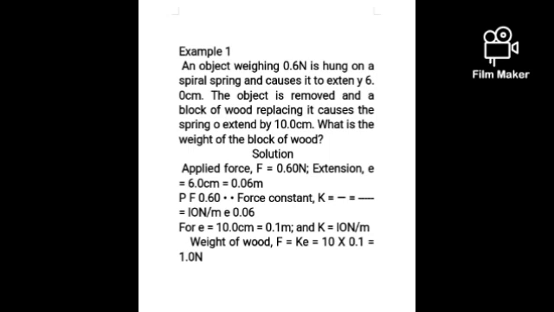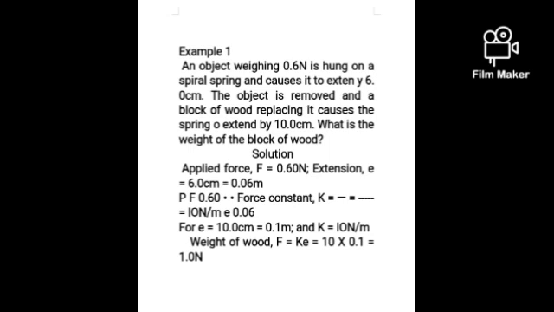So weight of the wood is given as F is equal to KE. You know, from K is equal to F over E, you make F the subject of formula. So we have our K to be 10 while E is given as 0.1. So when you multiply it together, you get the weight of the wood to be 1.0 Newton. Don't forget it's equal to 1.0 Newton.